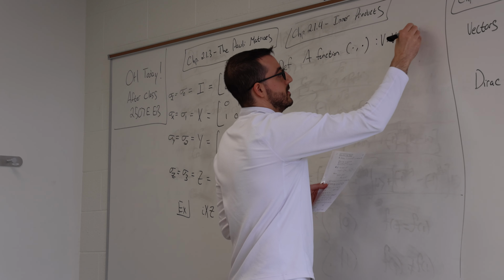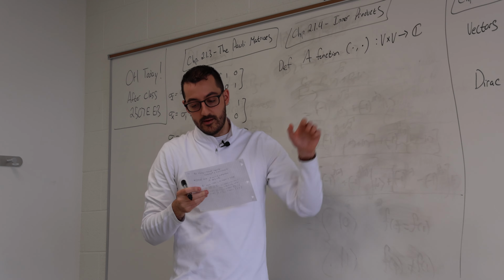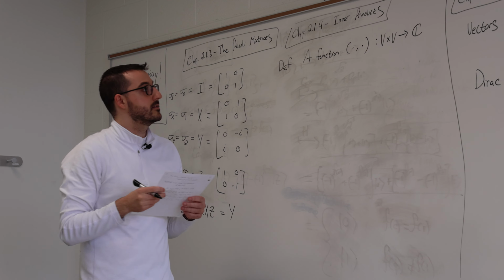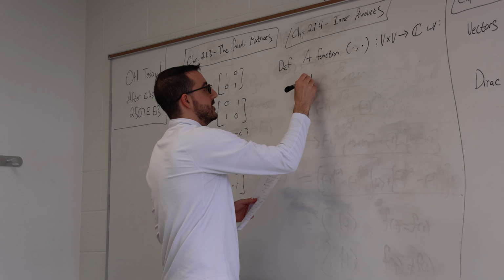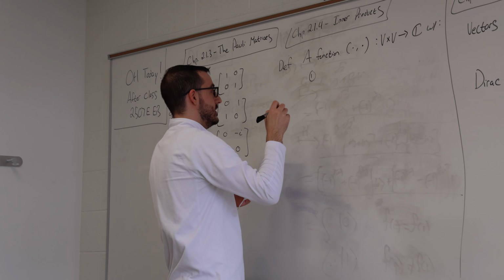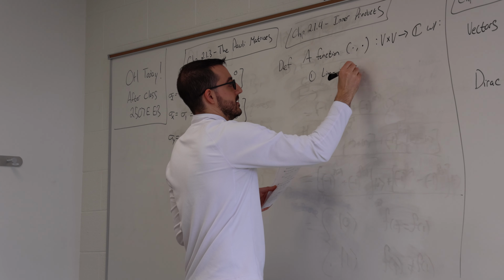another vector space to whatever field it's over. And that always for us, this is going to be the field of complex numbers. With the following properties. So this function satisfies three properties. It is linear in the second argument.